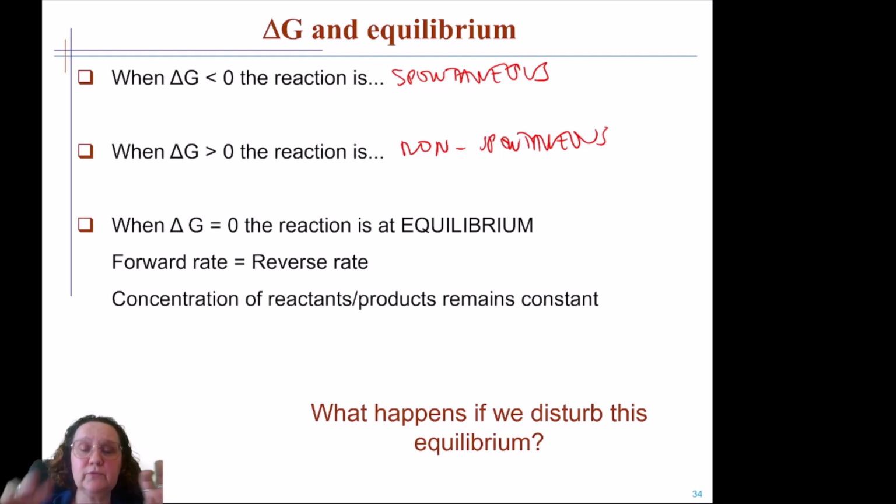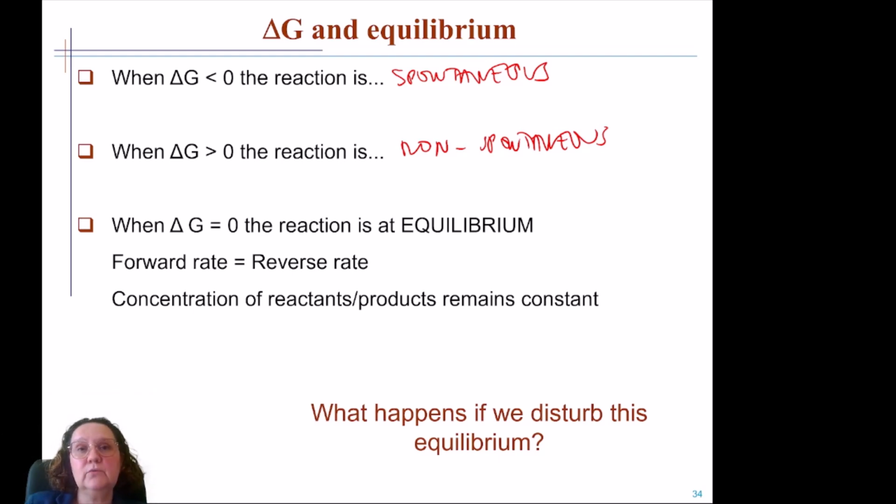The forward rate and the reverse rate are the same, and the concentration of reagents and products remain constant. It's kind of frozen in time, reacting backwards and forwards at the same speed. So you end up with a particular concentration of each of the reagents and products. And that's it. Or is it?